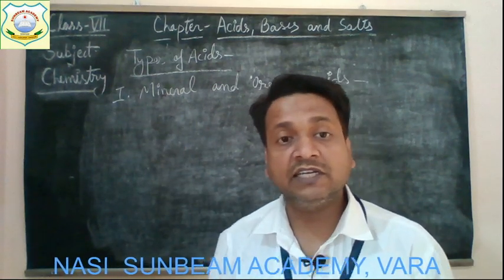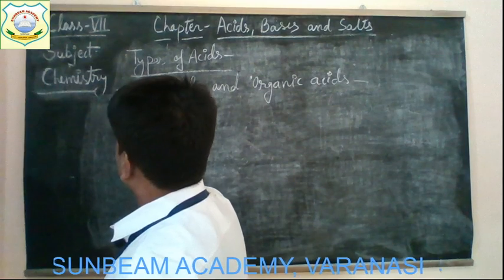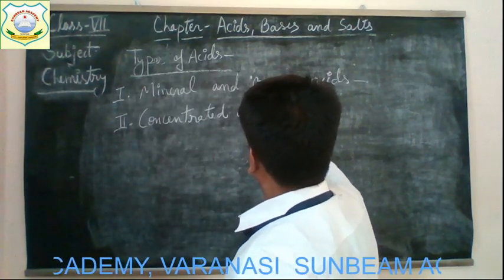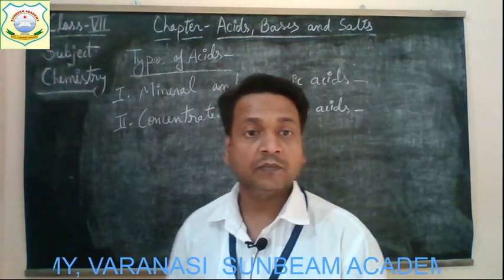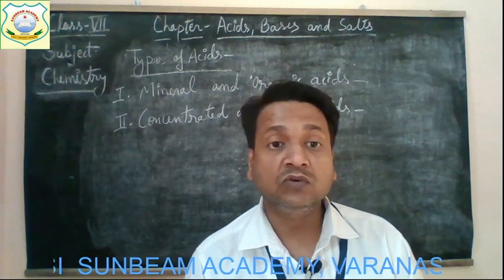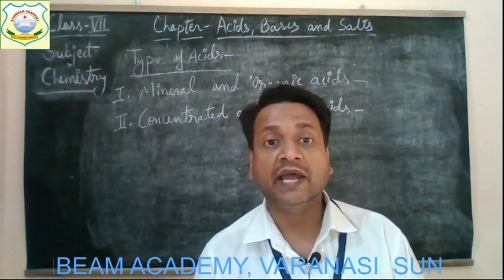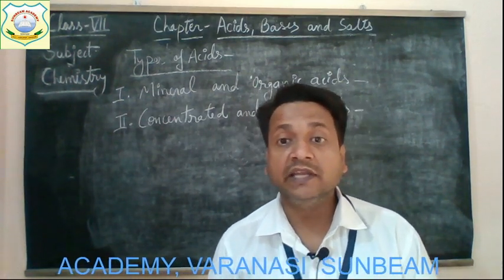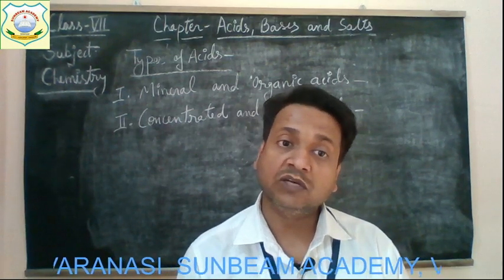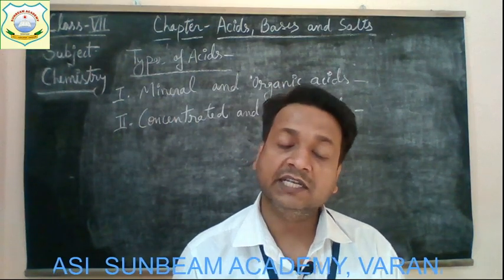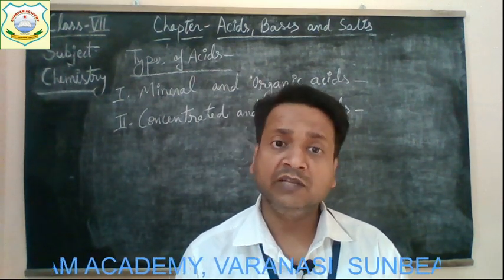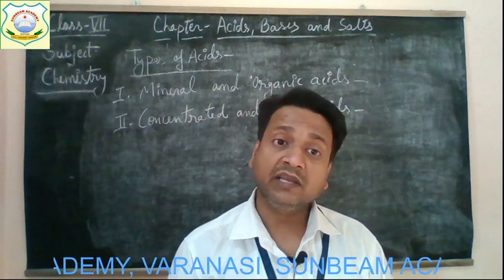Okay. Now the second group of acids is concentrated and dilute acids. Children, here the word concentrated indicates an excess amount of acid. As you know, hydrochloric acid consists of hydrogen chloride gas dissolved in a small quantity of water. So it is known as concentrated hydrochloric acid. And if the same hydrogen chloride gas is dissolved in more water, then it is considered a dilute acid, because the strength of the resulting acid reduces. So the acid is then said to be dilute acid.